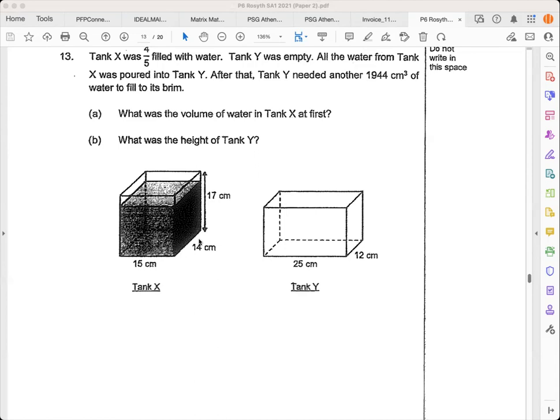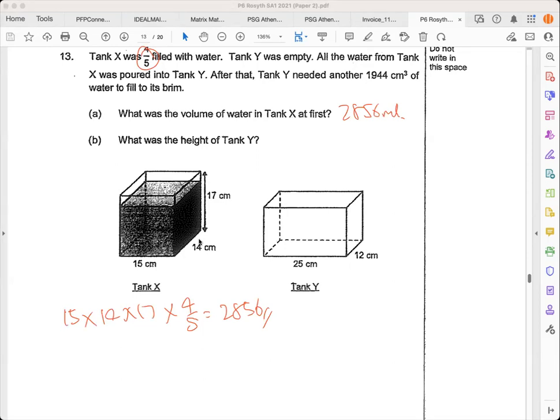Part A is pretty easy. How much water are there in tank X at first? It's just 15 times 14 times 17, which is the entire volume of tank X. And since it is only 4 feet filled, so times 4 feet, that will be the amount of water in tank X. 2856. So this is the answer for part A. We call it 2856 ml. The unit is very important.